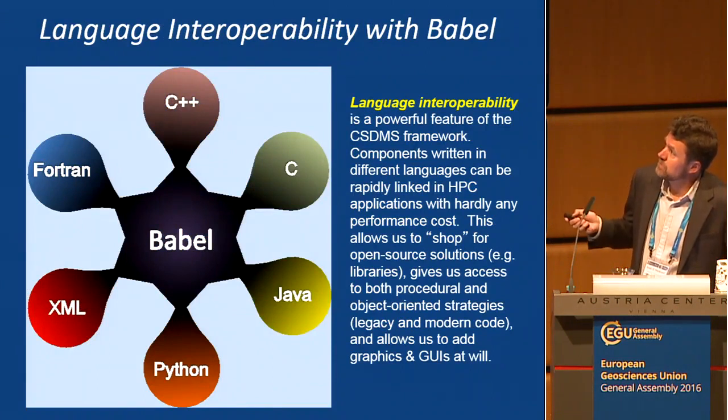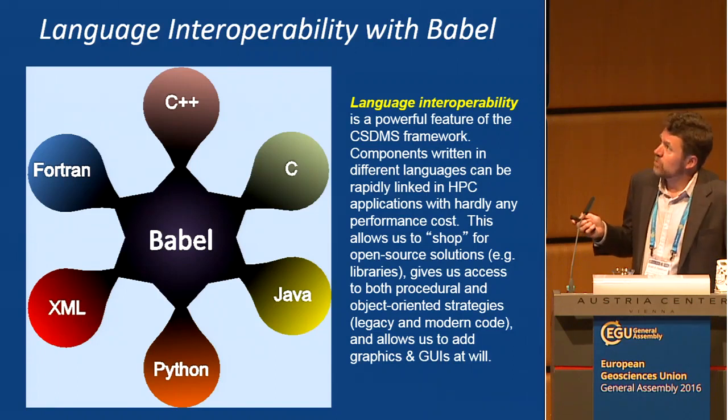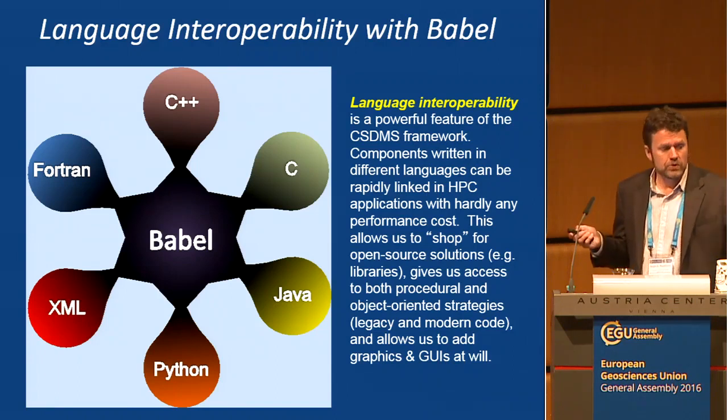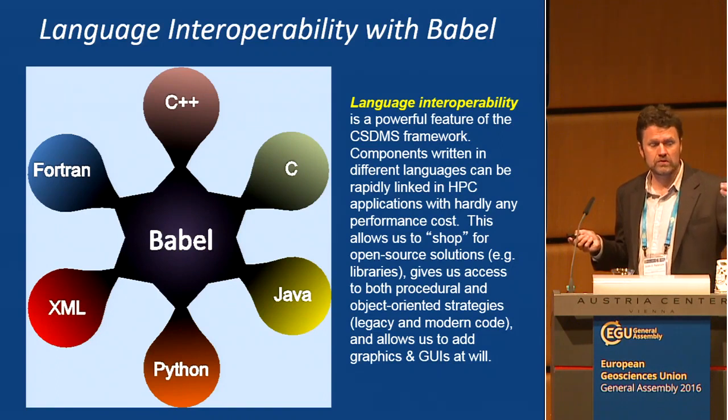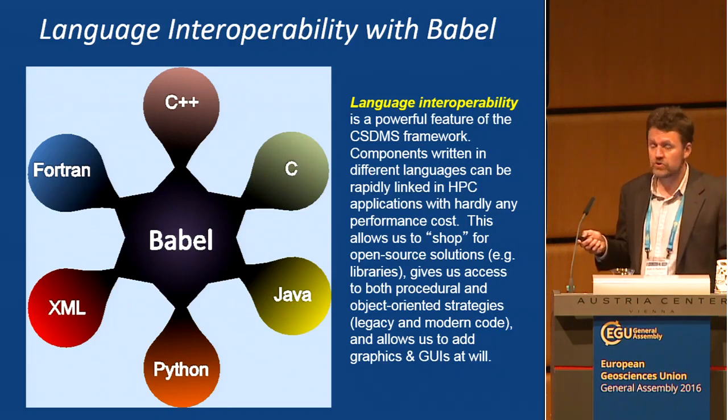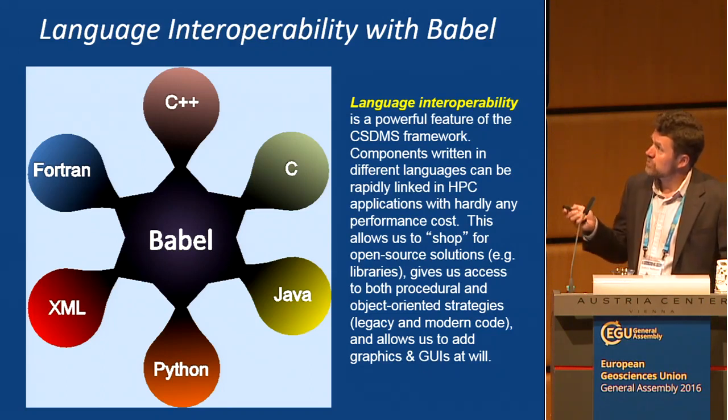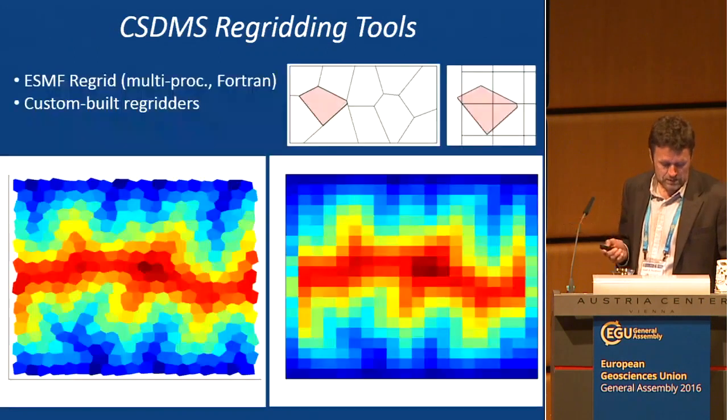Babel is this tool, which I won't get into, but it's very clever and tries not to impact your performance when you compile your model to some kind of a shared object or a library and want to then make calls between those libraries, even if they were written in different languages initially. And so Babel helps us with that problem.